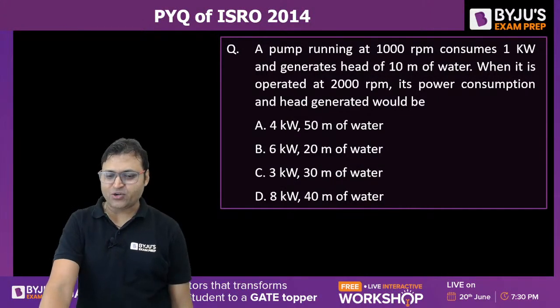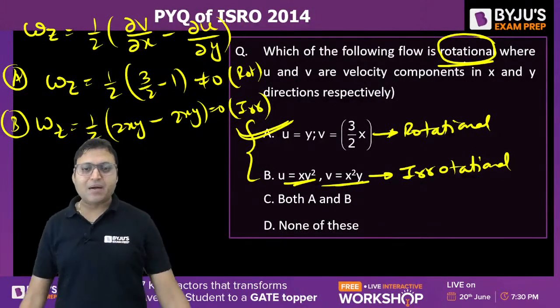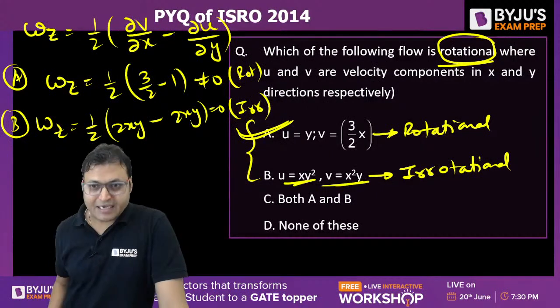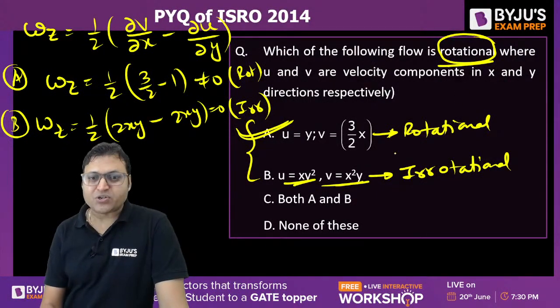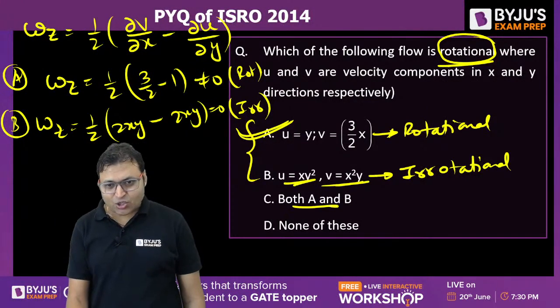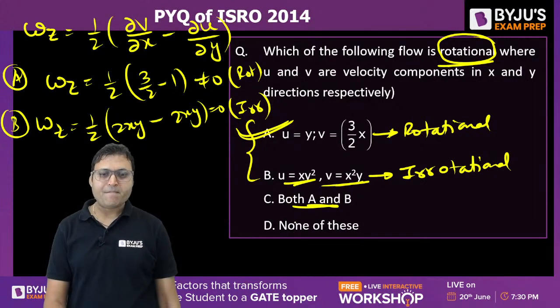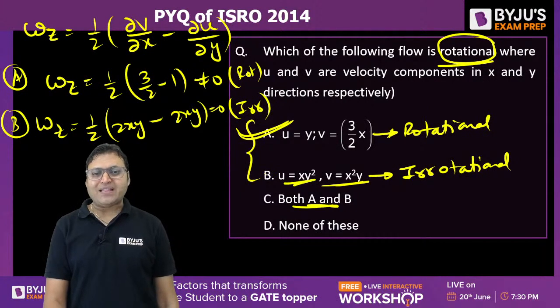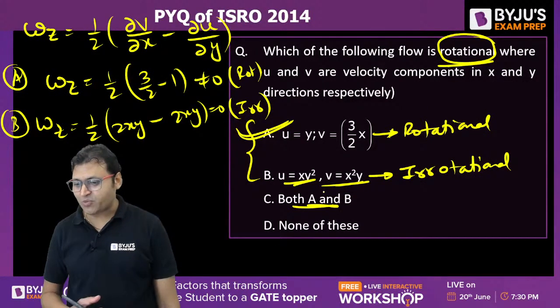A will be the answer. Do not commit such type of mistakes. In hurry, people commit these type of mistakes. Read the question carefully and try to find out the option. And after reading the question, observe the options also. A, B, and then the third option says A and B both. Without checking whether B is rotational or irrotational, we cannot select A. We need to check B also. Otherwise, option C could have also been correct.